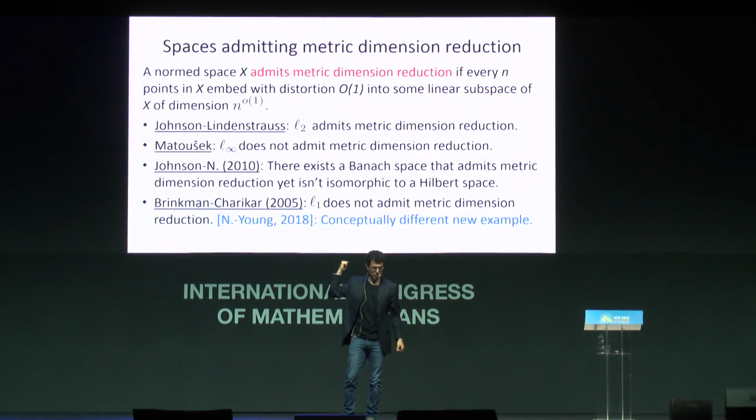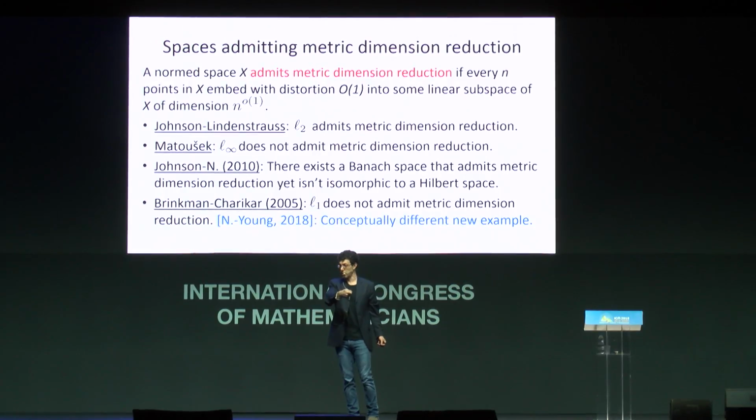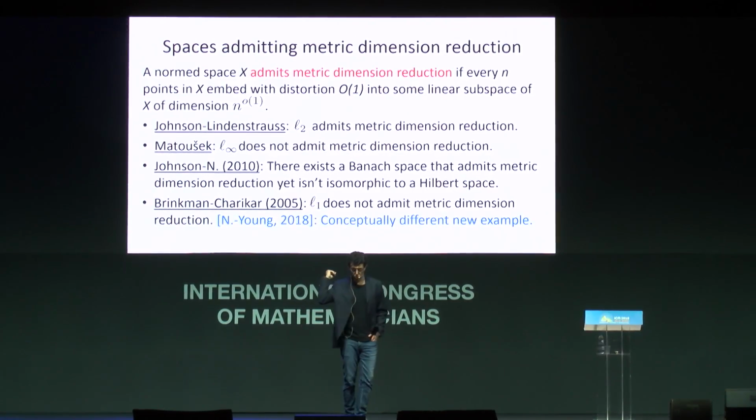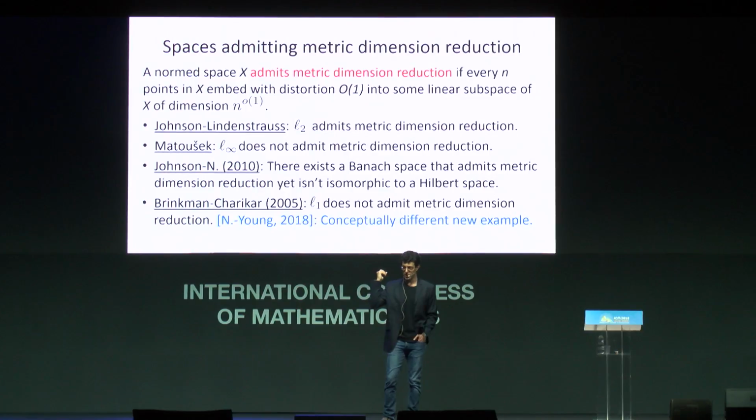The Johnson-Lindenstrauss theorem, even without n to the little o of 1, with a log n, is the same as saying that L2, Hilbert space, admits metric dimension reduction. This is just a rephrasing; we're just playing with words here. It's the same theorem. The theorem of Matoušek, that there exist bad metric spaces which don't embed into any low-dimensional norm, because L infinity is universal, is the same as saying that L infinity does not admit metric dimension reduction. You see I'm using the terminology.